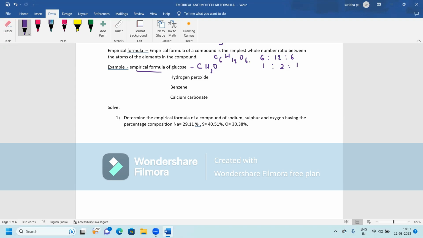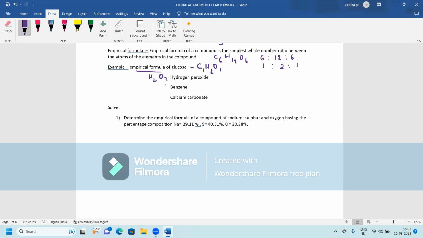C6H12O6 has now become CH2O. That means C1H2O1. I have not written the 1 initially, that is it. So, empirical formula is CH2O. Let's take the next example, hydrogen peroxide.